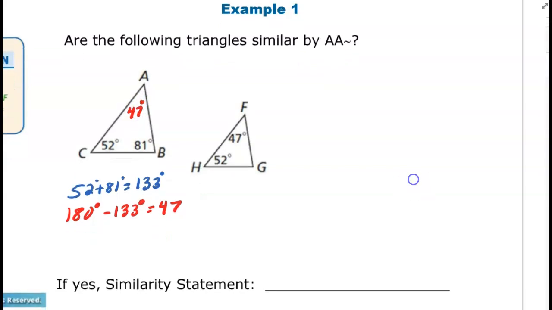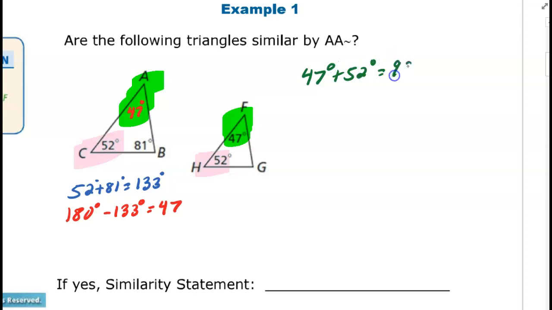At this point, I can see that there are two angles that are equal. Angle A is the same as angle F, and angle H is the same as angle C, so the triangles are similar. If you wanted to be complete, you could do 47 plus 52, which is equal to 99, and then 180 degrees minus 99 is 81 degrees, so you know angle G is 81 degrees, and you can see that all three angles are congruent.